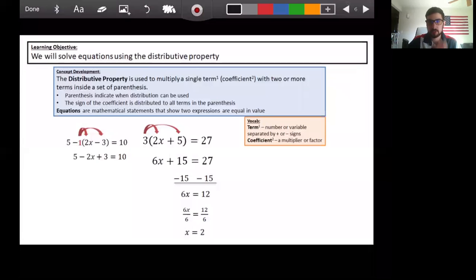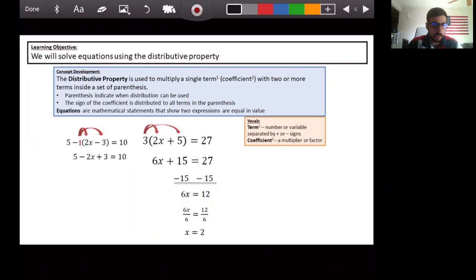So today we're going to focus on solving equations using the distributive property. Some of us have done this before, but some of us haven't. So we're just going to go through and make sure you guys are all exposed to this. So we know the distributive property is when we multiply that term to everything on the inside of the parentheses.